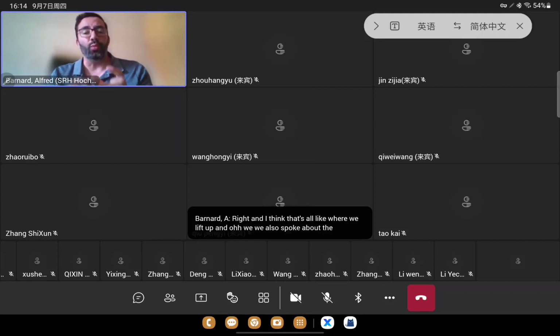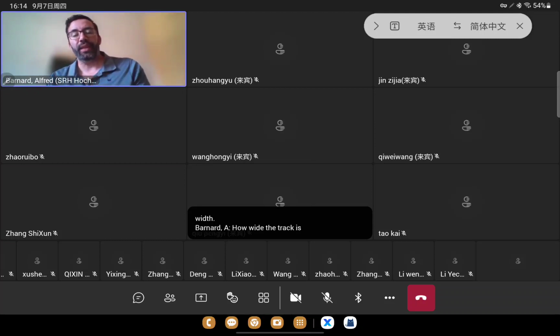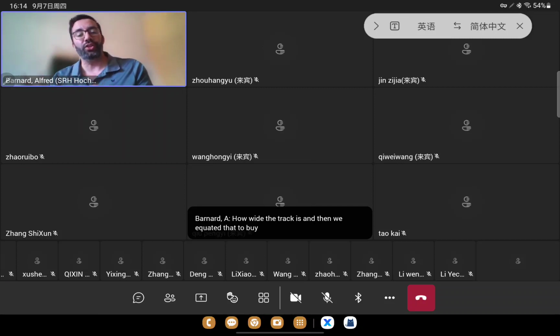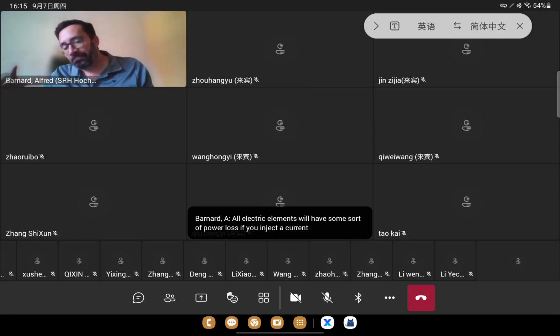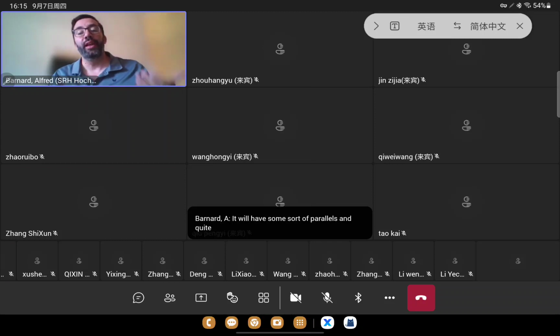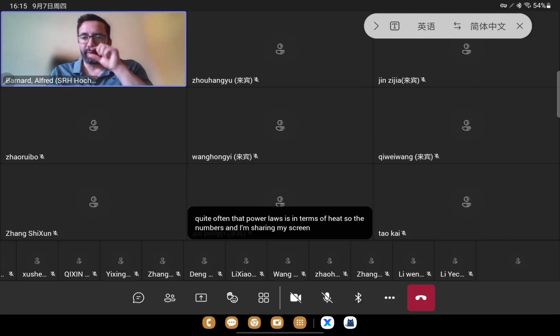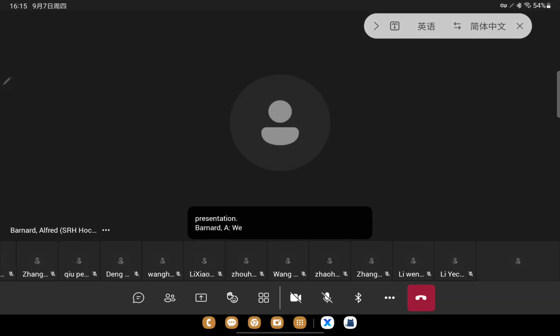We also spoke about the trace width, how wide the track is, and equated that to how much ampere or current that track could handle. And I spoke about power loss through electric conductors or resistors, because resistors also conduct electricity. They're not that good at it, so they have a resistance. All electric elements will have some sort of power loss. If you inject a current through it, it will have some sort of power loss, and quite often that power loss is in terms of heat. So the numbers, and I'm sharing my screen again for the presentation, where we left off.